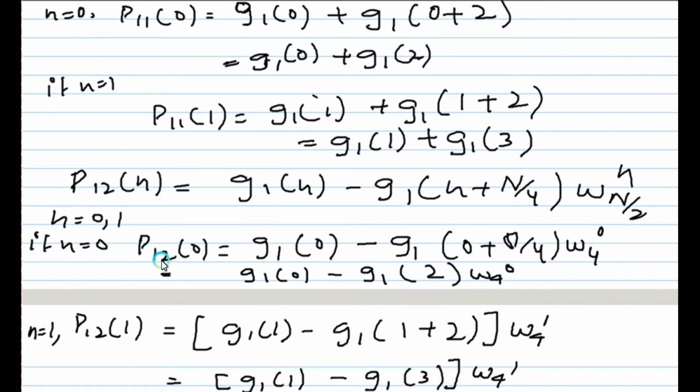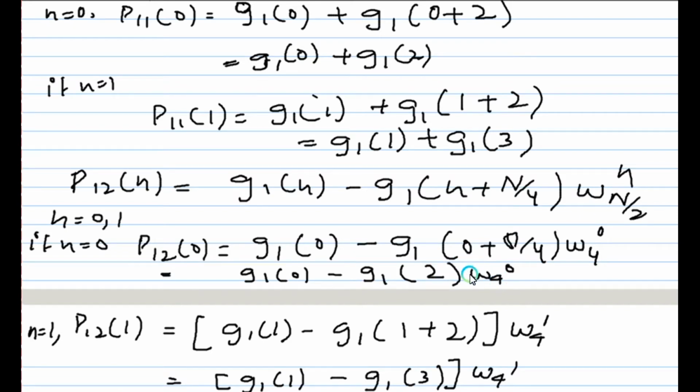Now p12 of n, as in case of p11 of n, will be equivalent to g1 of n minus g1 of n plus N by 4, times W N by 2 to the n. Now we will substitute the values. n will be from 0 to 1, so if n is equal to 0, then p12 of 0 will be g1 of 0 minus g1 of 0 plus N by 4, that is 8 by 4, that is 2, so it will be g1 of 0 minus g1 of 2, times W4 to the 0.